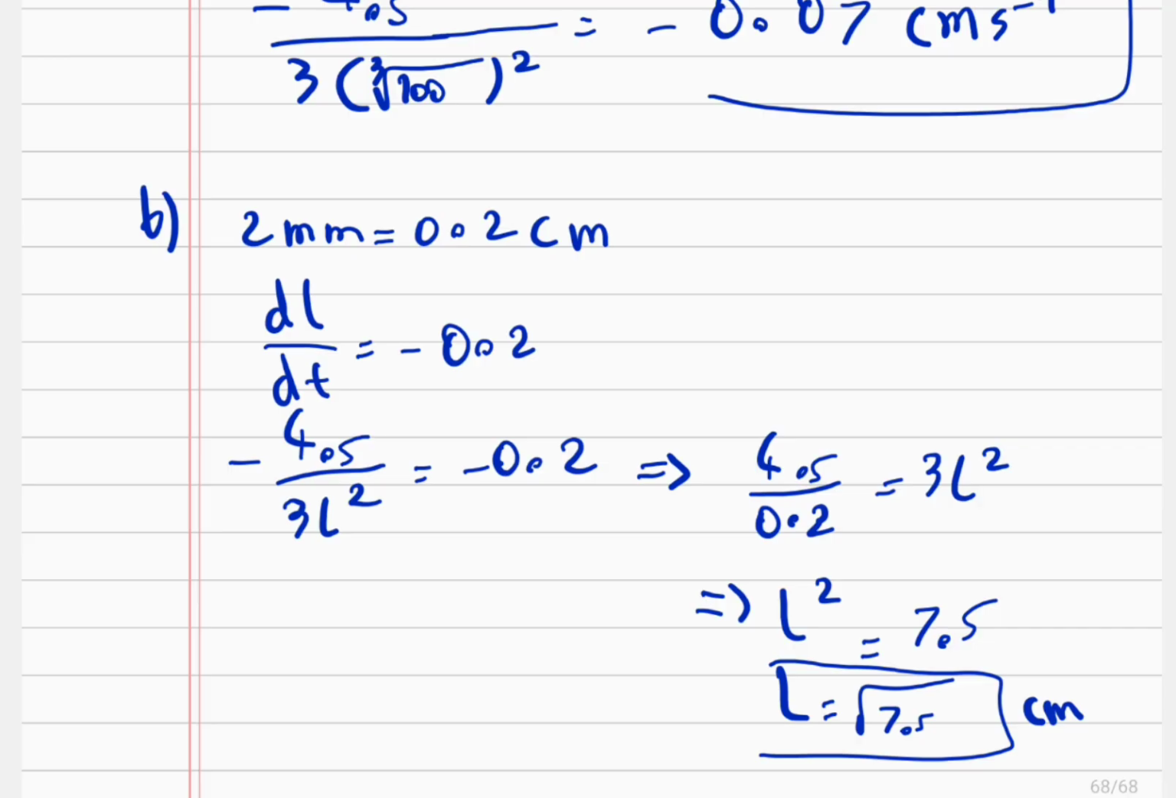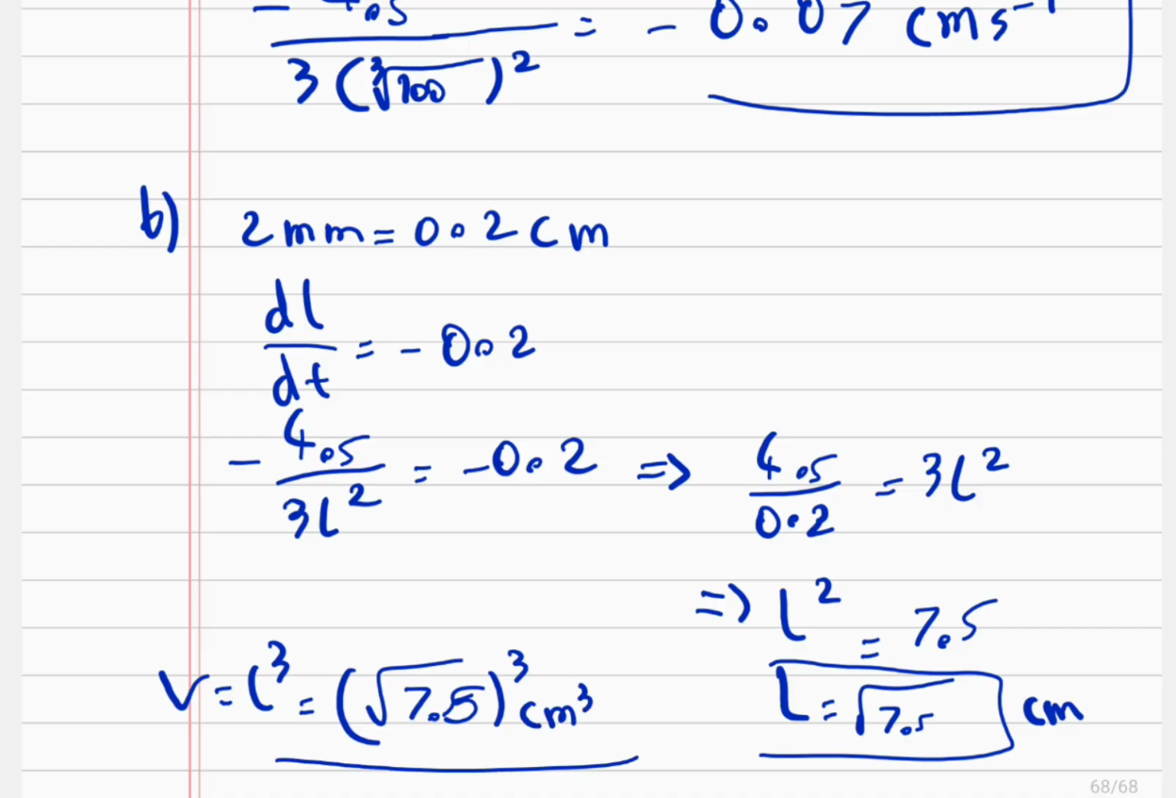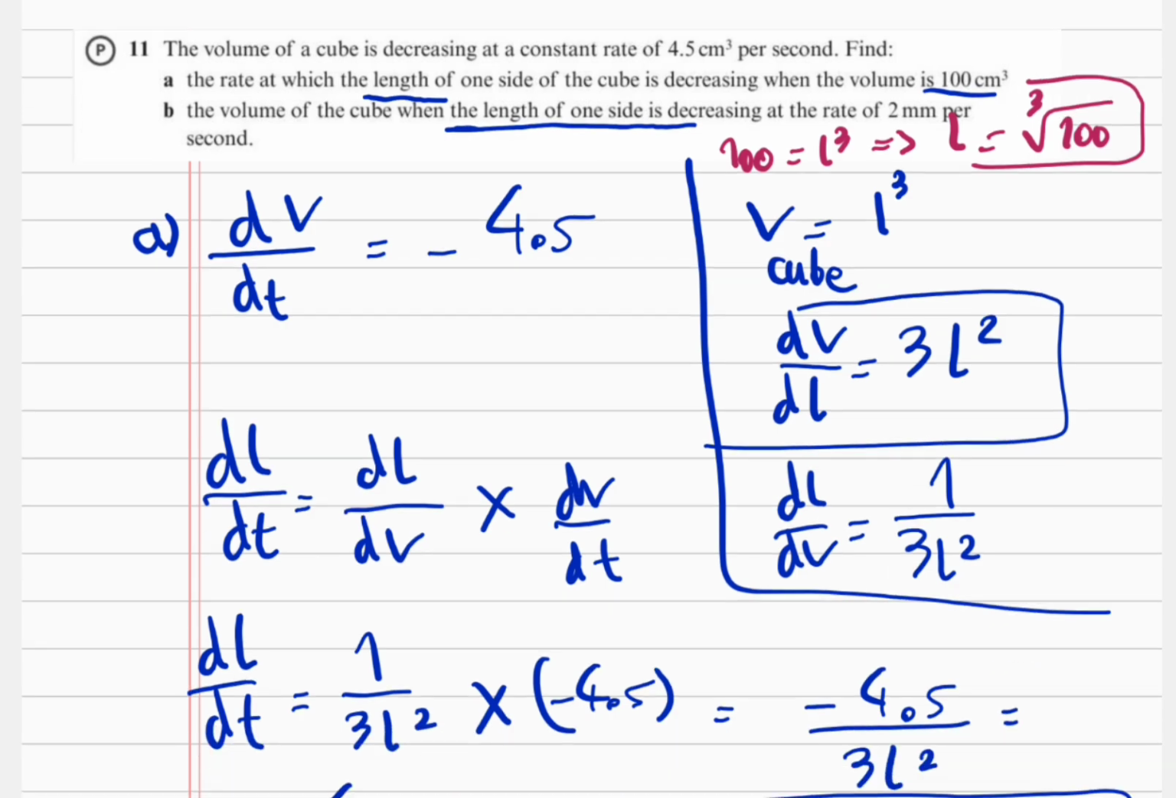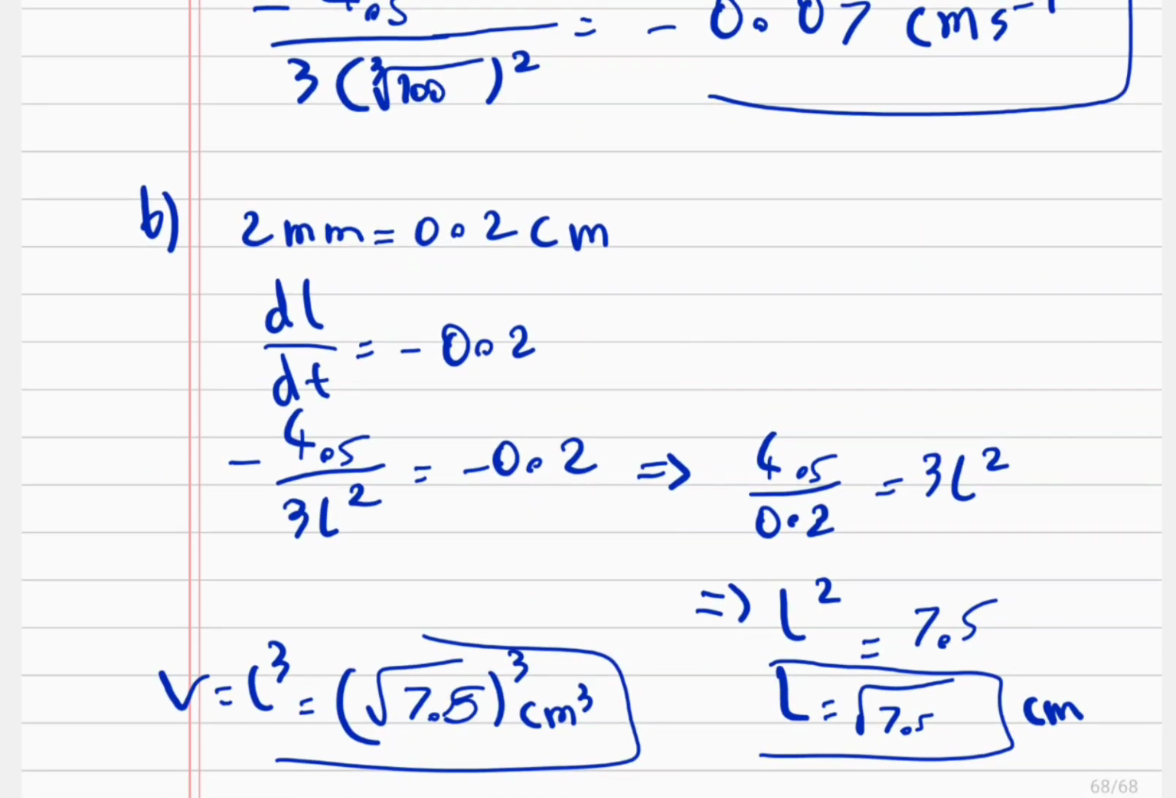And since the question is asking what's the volume, V is equal to length cubed. So it's going to be 7.5 root 7.5 centimeters cubed. So this is the volume, and the question is not really asking us to give this to a specific number of decimal places. Therefore, this is the final answer to this question.